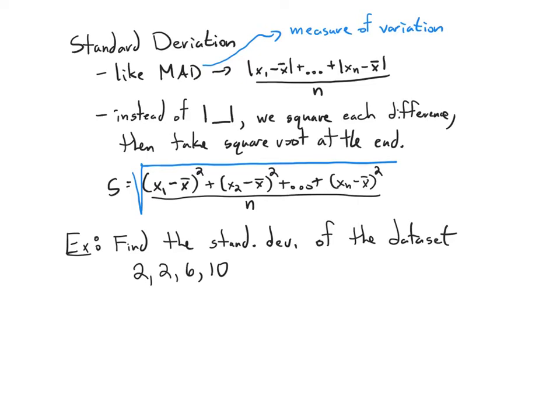So in order to talk about that, the first thing I need to introduce is something called standard deviation. And we usually use the letter S to indicate the standard deviation. And just like the mean absolute deviation, it's a measure of variation, the measure of how spread out a data set is.